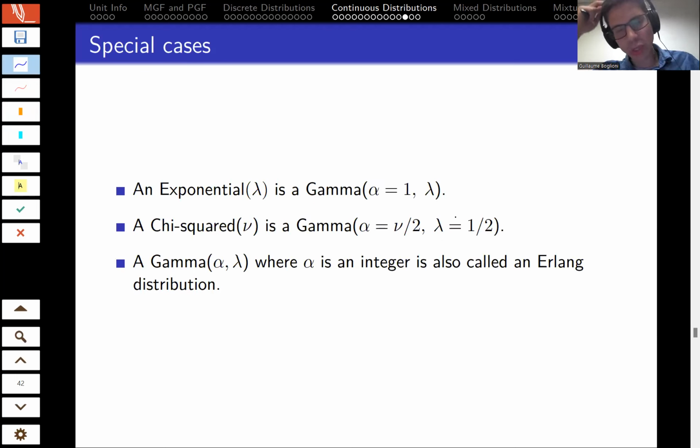Just special cases. So the gamma is actually the more general version, in the sense that some distributions that have different names are actually special cases of the gamma with specific parameters. You probably know that the exponential is in fact a gamma in which the alpha parameter is 1.